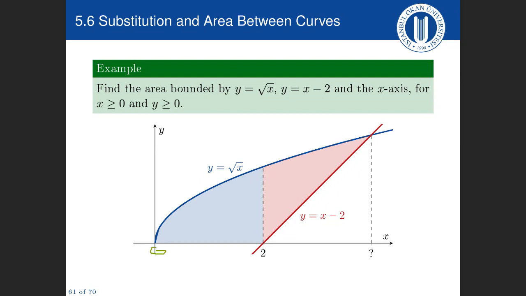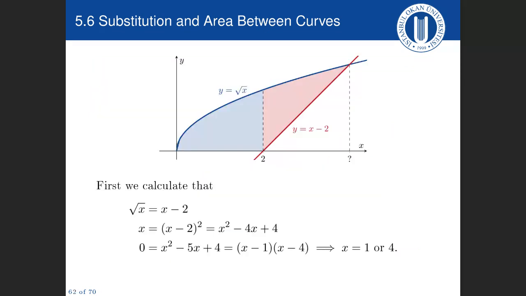Well, this is 0 and this is 2, so that's the blue area taken care of. But what is this number? We need to find where the two curves intersect. So I start with square root of x equals x minus 2. Square both sides: x equals (x minus 2) squared, or x squared minus 4x plus 4. Rearrange that to 0 equals (x minus 1)(x minus 4). x must be 1 or 4.